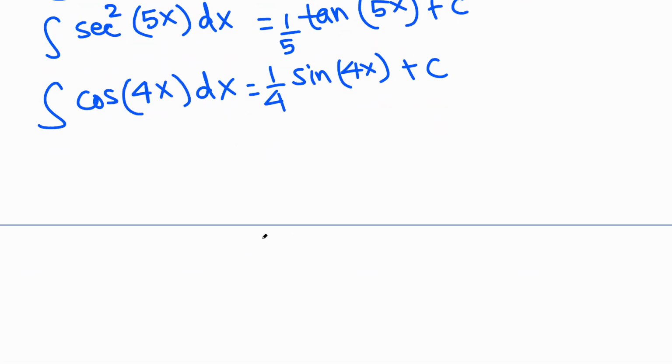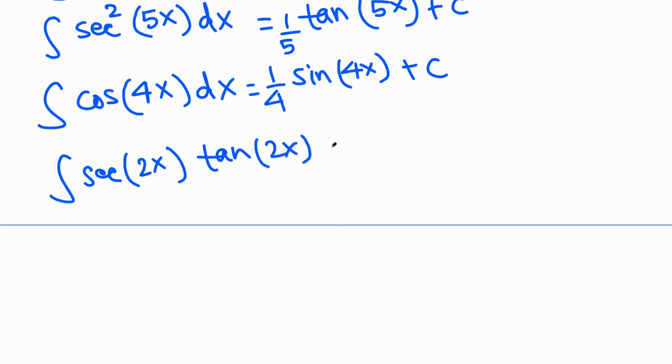Okay, in the same way, let's say secant 2x tangent 2x. The antiderivative of secant tangent is just secant. We get secant 2x, and this 2 we divide by 2.